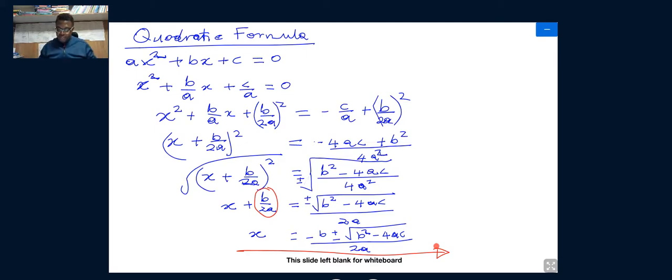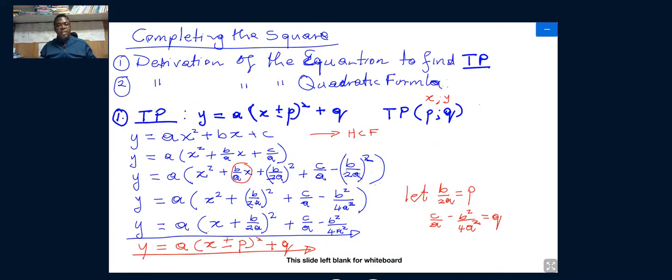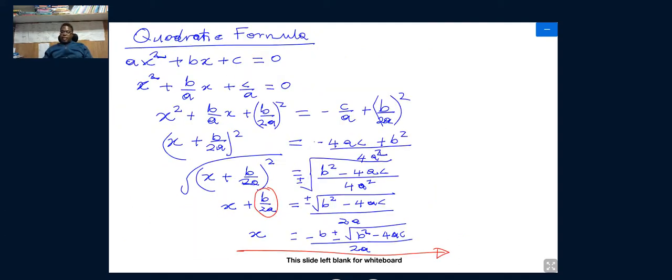Make sure you understand this process and that process. It's actually exactly the same thing. We use this to solve for x when we can no longer factorize the quadratic equation. We apply this. We're also going to talk more about the nature of roots when we are analyzing the solutions that we get using the quadratic formula.